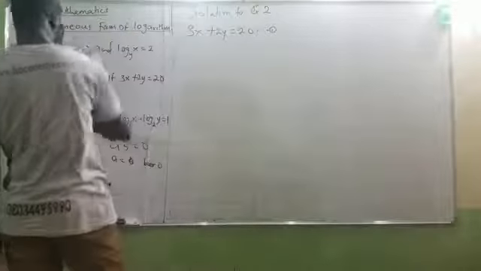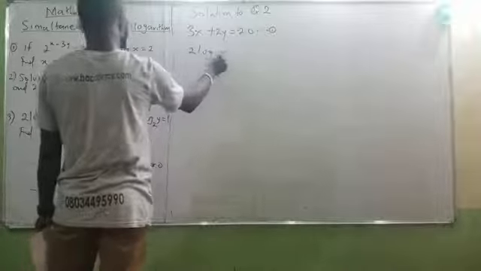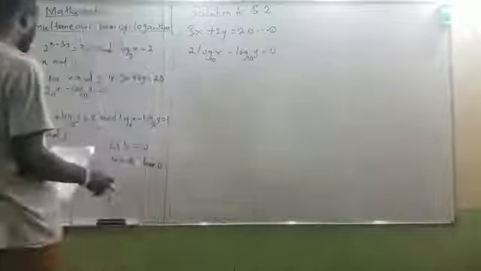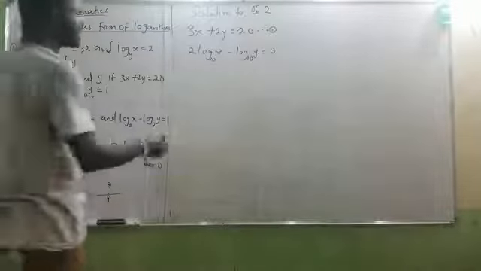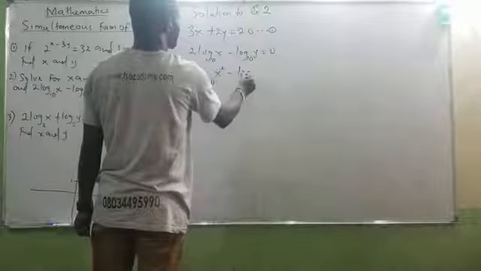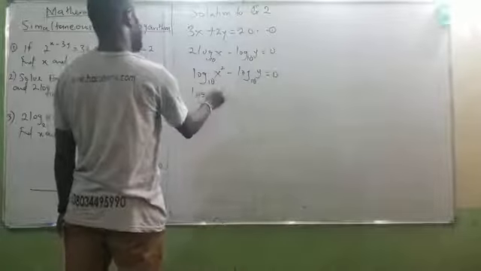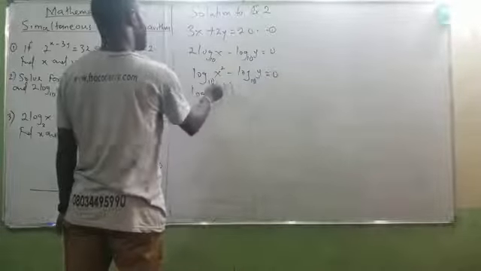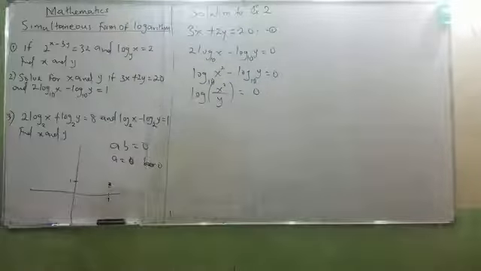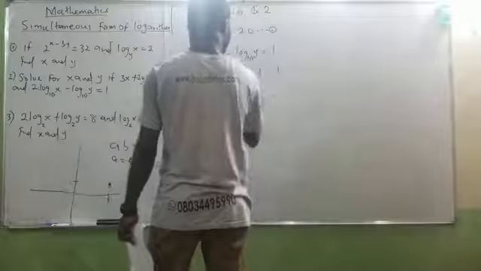Now, look at this one. We need to do something here. 2 log x minus log 10y equals 0. But there's something you have to do here. I can write this as log 10 x squared minus log 10 y equals... Sorry, equals 1. I've changed the question to be equals to 1.